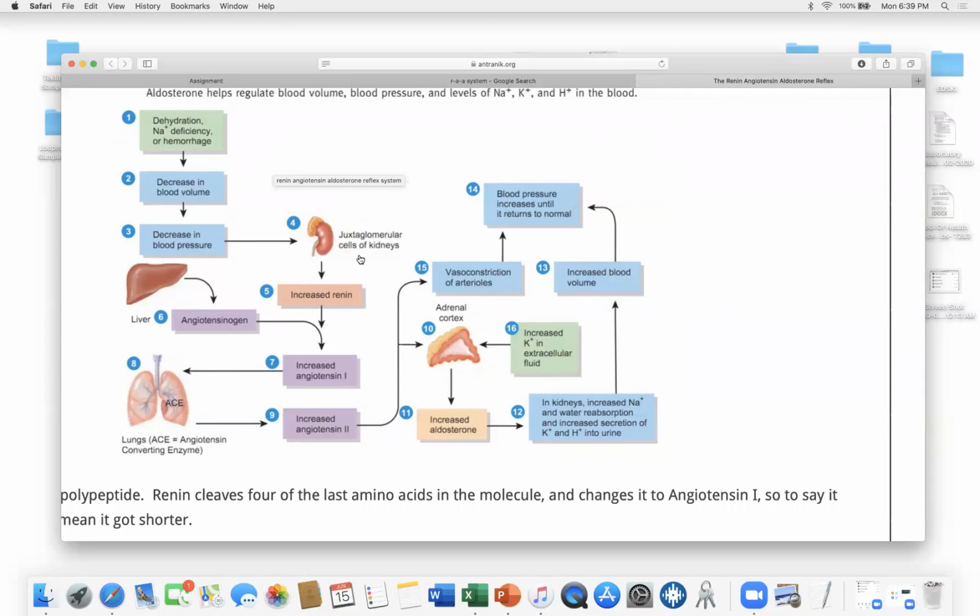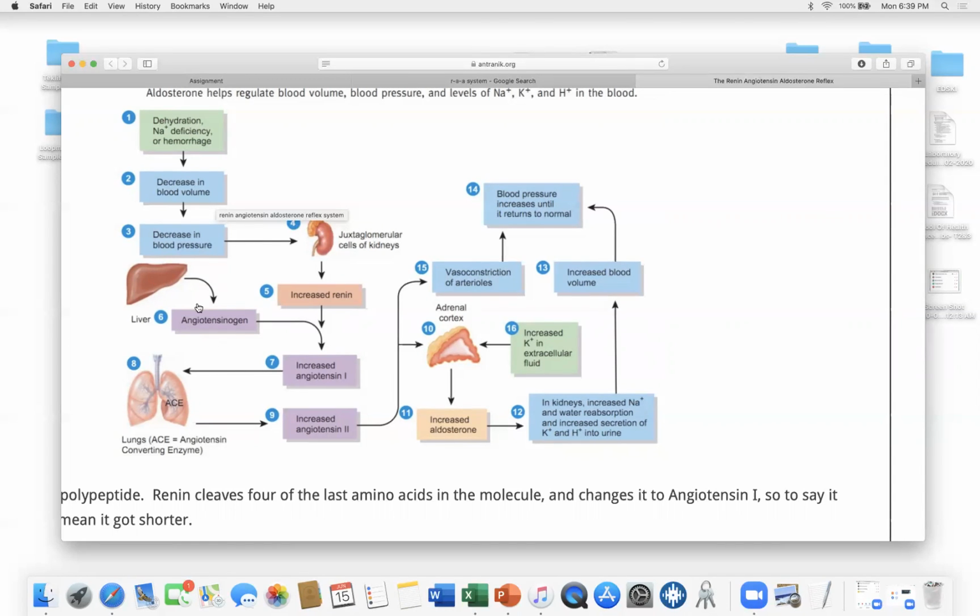Juxta means right next to. So right next to your glomerulus, there's these cells that will do what? They will send out this hormone called renin, and all hormones are just chemical messengers. So all of these are just chemical messengers, and if you see it as that, and we now know the problem is low blood pressure, the JG cells will send out renin, and what will renin do?